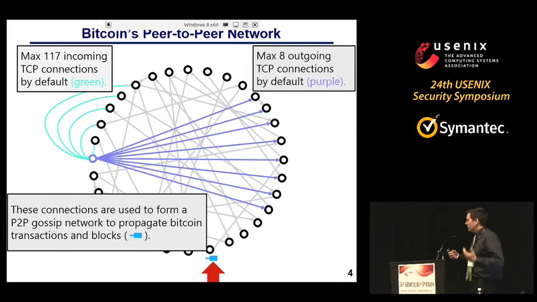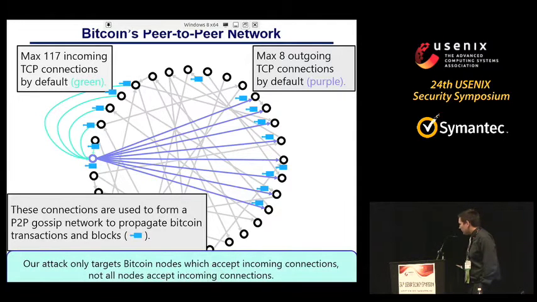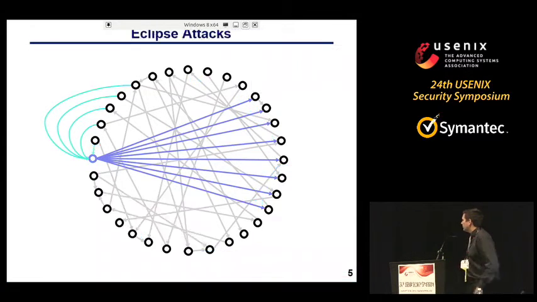These connections, these edges, are used to gossip transactions and blocks, where blocks are a special type of aggregation of transactions. And for blocks, I'm using this blue square icon. And so you can see that someone discovers a block, and they spread it through the network, and the blocks flow across these edges, and they can flow in both directions. Our attack is only going to look at nodes that accept incoming connections. Not all nodes accept incoming connections. Some wallets, some nodes behind NATs do not accept incoming connections.